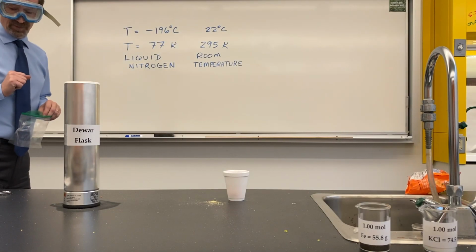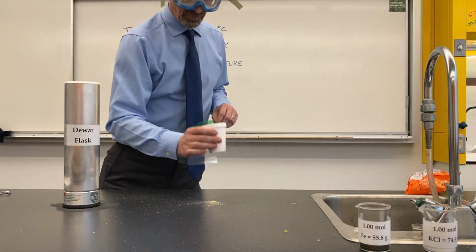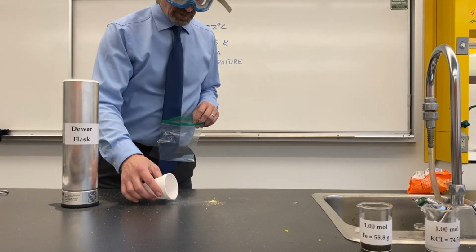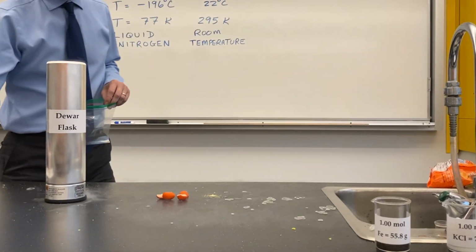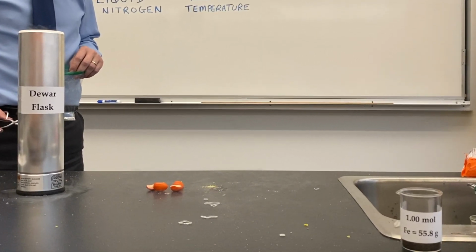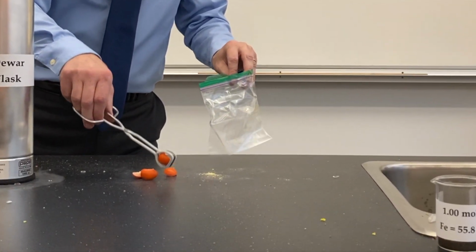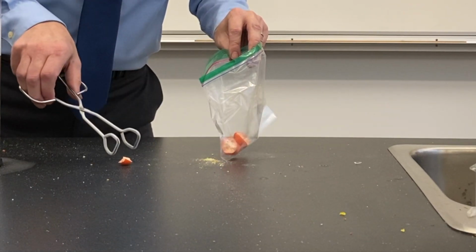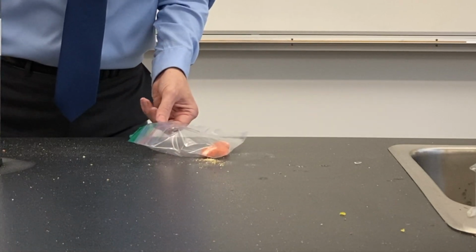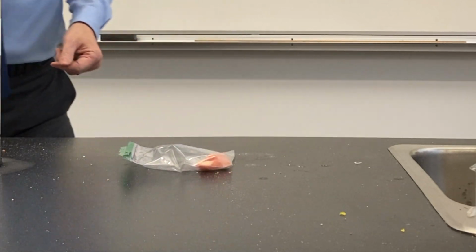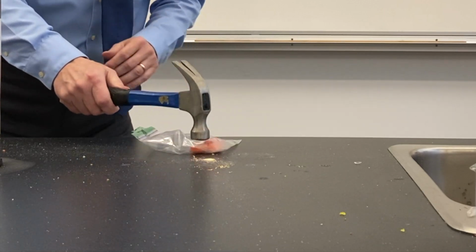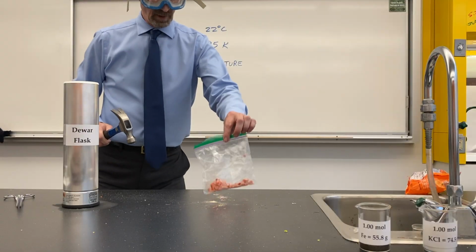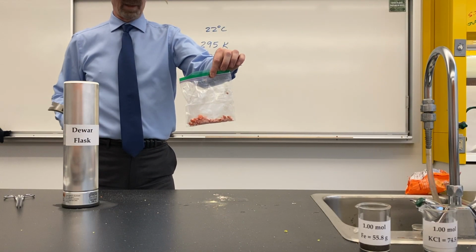Okay, I think my tomatoes are ready. Let's pour off the liquid nitrogen that we don't need. And here's what my tomatoes look like. I'm simply going to put these into my Ziploc bag so that I don't make a mess on my counter. And hit them with a hammer. And they shatter like they were glass.